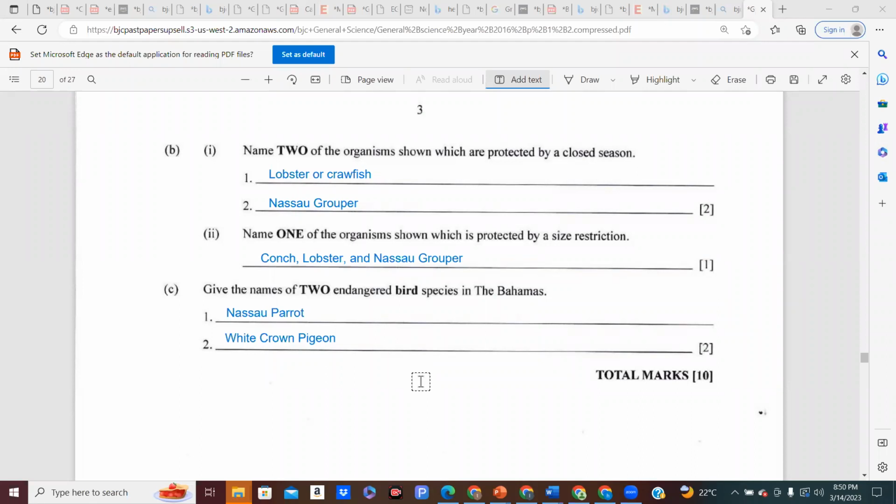Jasmine, give me an organism that's protected by a closed season. Nassau grouper. Also grouper. Very good. Gabrielle, give me an organism that's protected by a closed season. Crawfish. Crawfish. Very good.